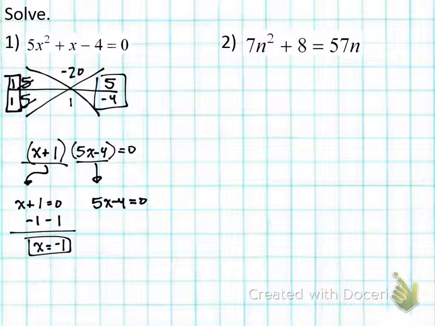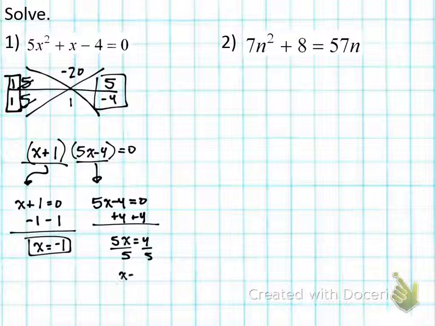Now on the second one, you're going to notice there's a 5 here, so watch carefully. This one, we're going to have to solve like we did in Algebra 1, solving for the variable x. So we're going to add 4 to both sides first, and we get 5x is equal to 4, and then divide both sides by 5, therefore x is equal to 4/5. So today we're dealing with a fraction answer.